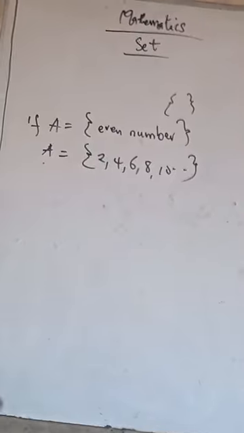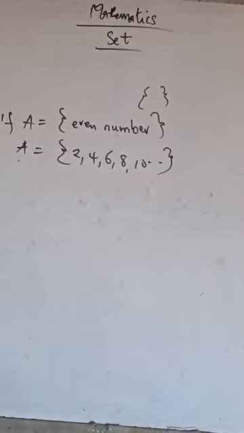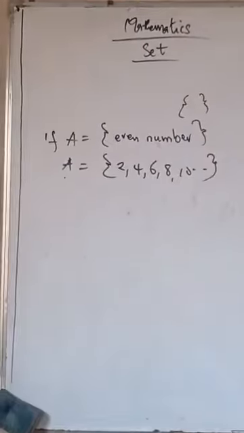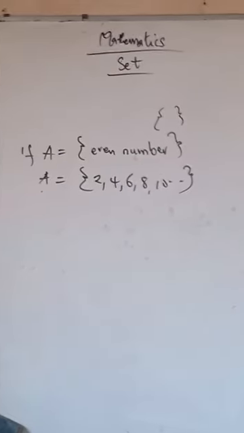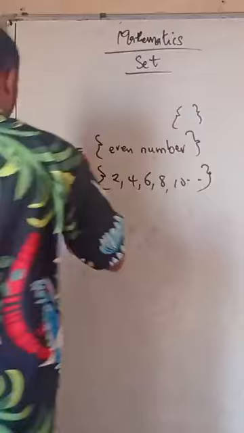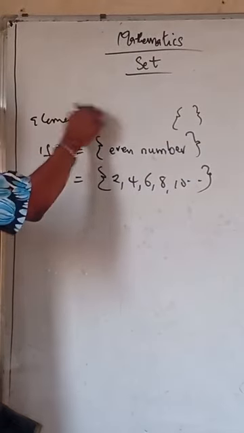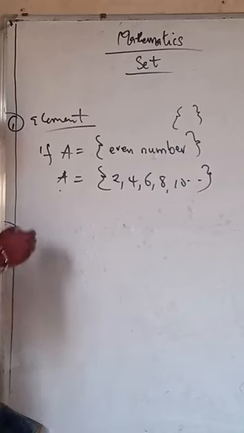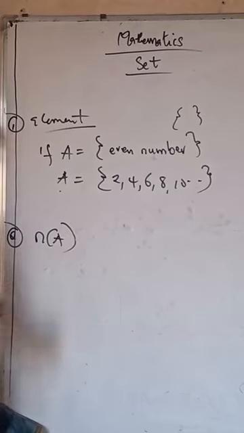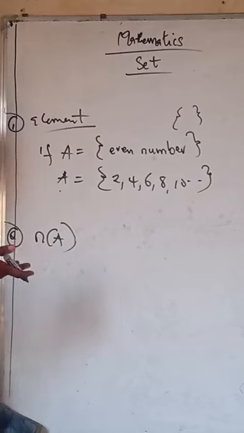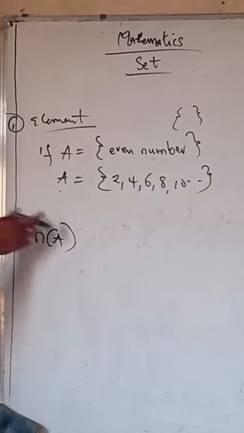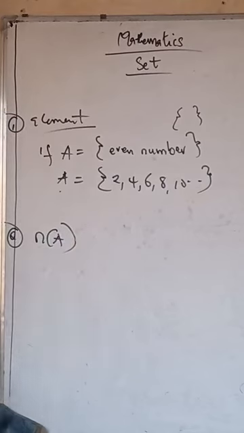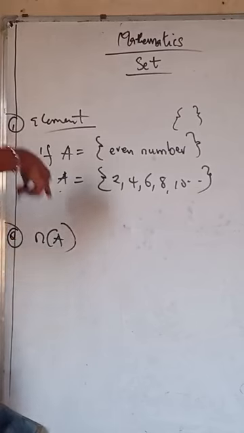Now, the next one we'll be treating is the number of elements in a set. We are done with our number 1, elements. The number 2 we'll be treating is the number of elements in a set. What is the meaning of this? This comes out in set questions. When you see something like this, you have your n, and A in the bracket, this is the number of elements in set A.